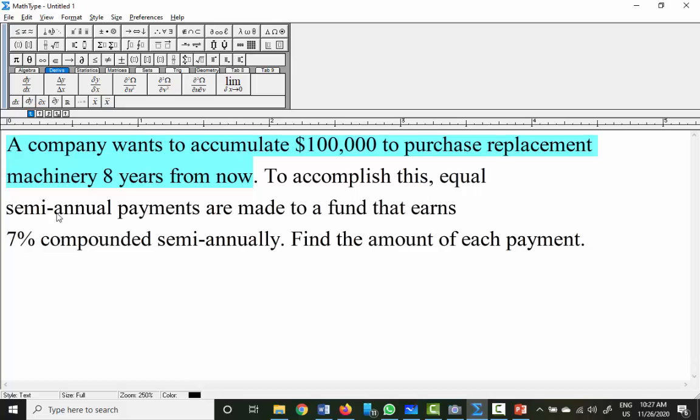To accomplish this, equal semi-annual payments are made to a fund that earns 7% compounded semi-annually. To save this amount, they are making equal semi-annual payments in an account that pays this much interest. So the question is asking: find the amount of each payment.